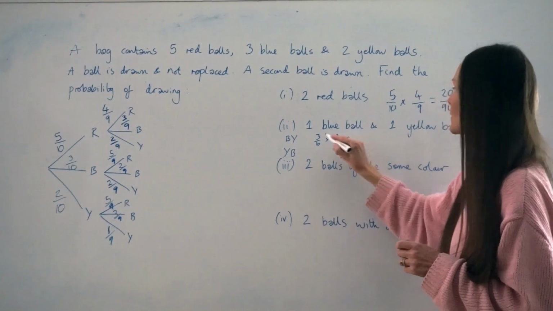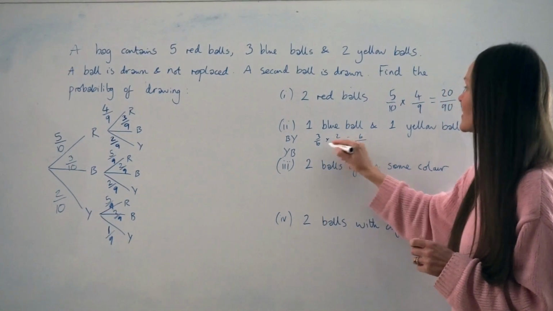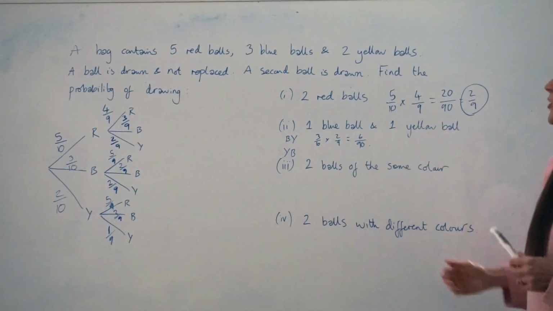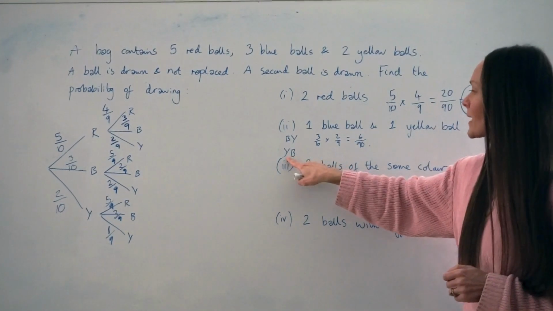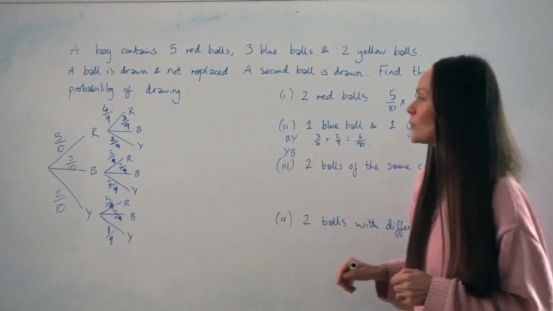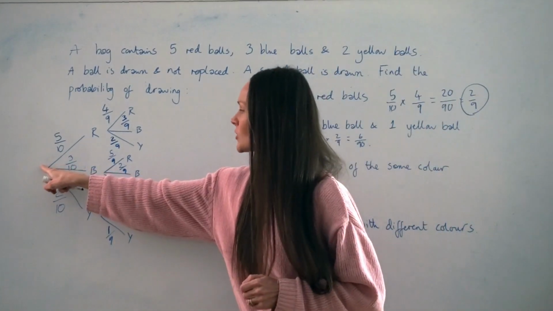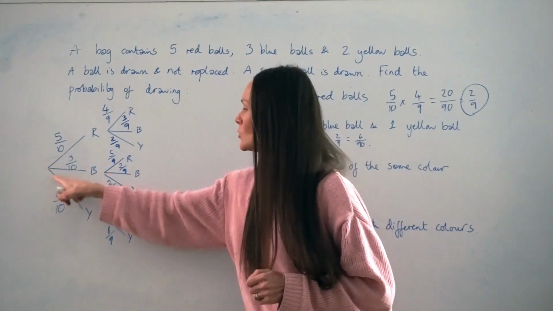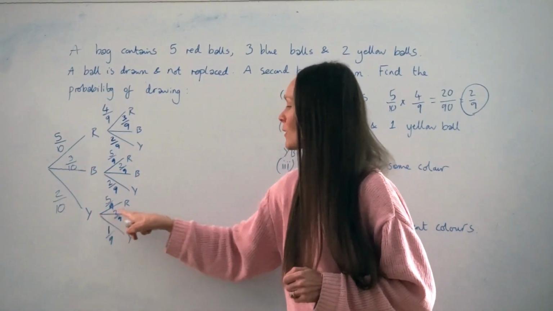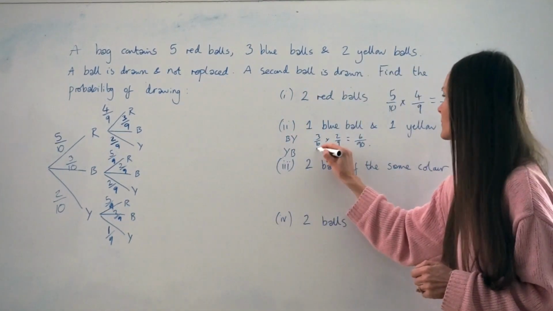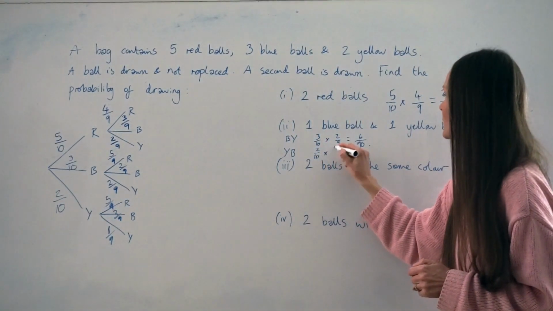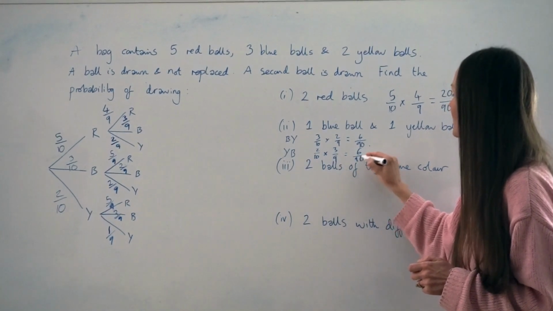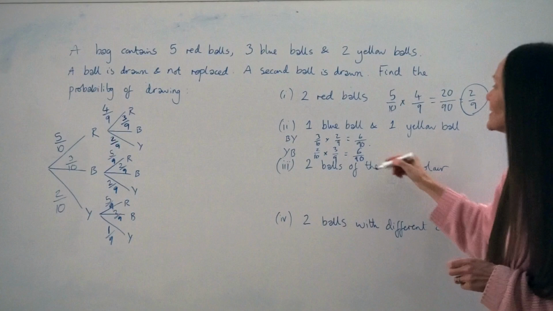So 3/10 multiplied by 2/9 is going to give me 3 times 2, which is 6, 10 times 9, which is 90, so the answer is 6/90. Okay? Now if we take the other way, so a yellow followed by a blue, this time I'm going to go this way, so it's going to be 2/10 multiplied by 3/9. Okay, and if you multiply these together, you get exactly the same thing. Okay, so it's the same probability for each.